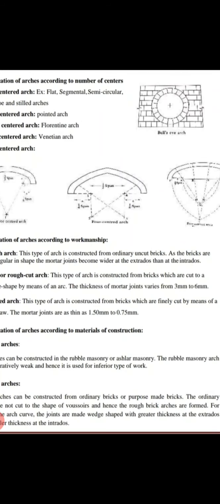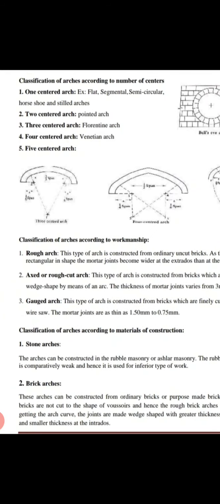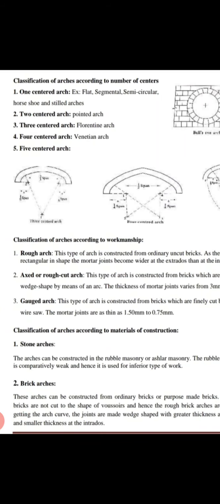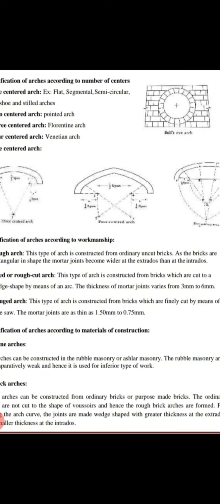The next one is the classification of arches according to the number of centers. One centered arches, for example flat, segmental, semicircular, horseshoe, as well as the stilted arch. Two centered arch is the pointed arch. Three centered arch, for example, is the Florentine arch. Four centered arch is the Venetian arch, and the five centered arches. These are the five centered arches in the diagram.